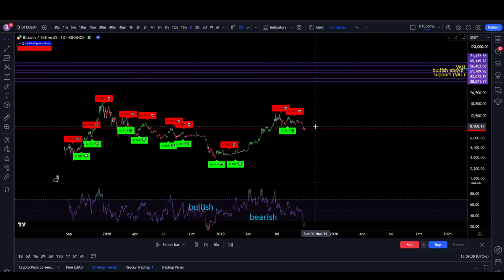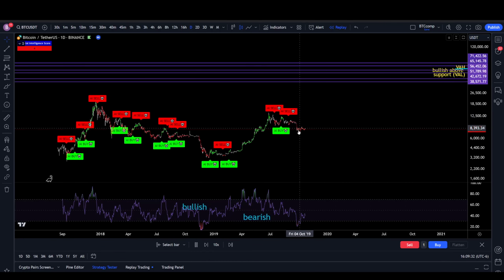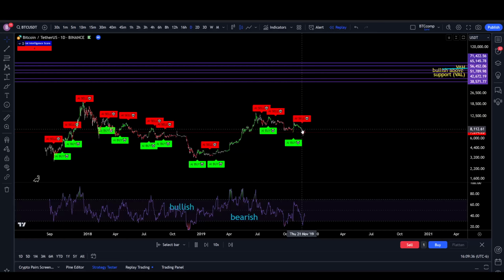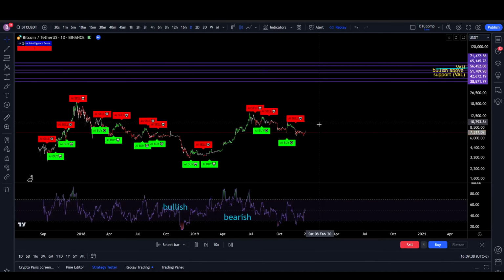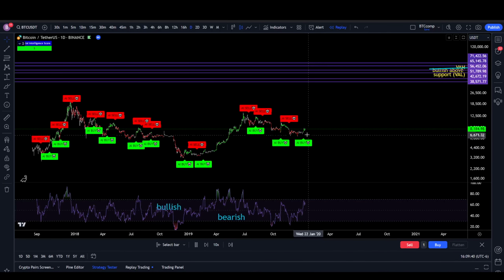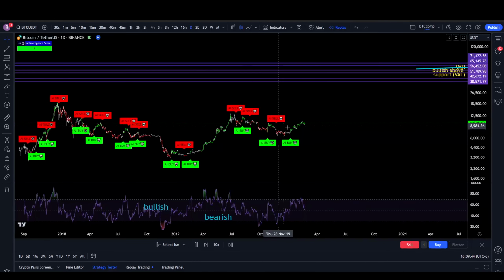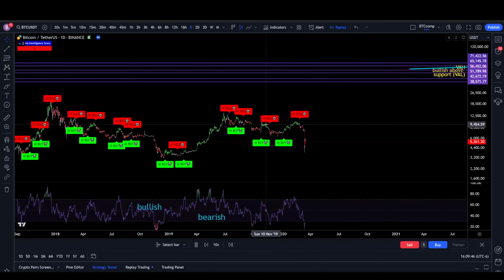This is mostly chopping sideways. This sell signal was perfect. Buy signal comes in, immediate sell. You're staying out of the drawdown. Here's another buy signal. Notice how you're getting lower highs, lower highs. This one all of a sudden tries to get a little bit above it.